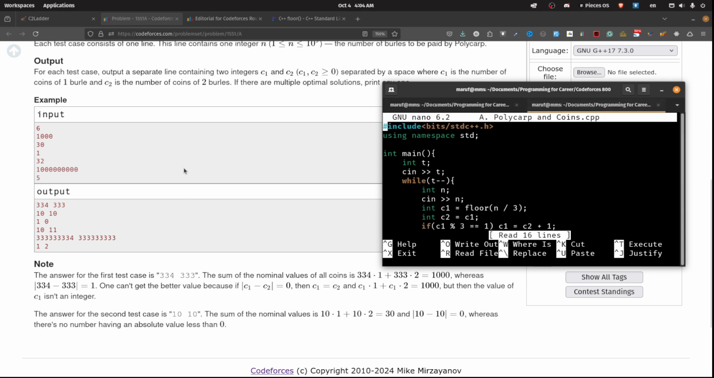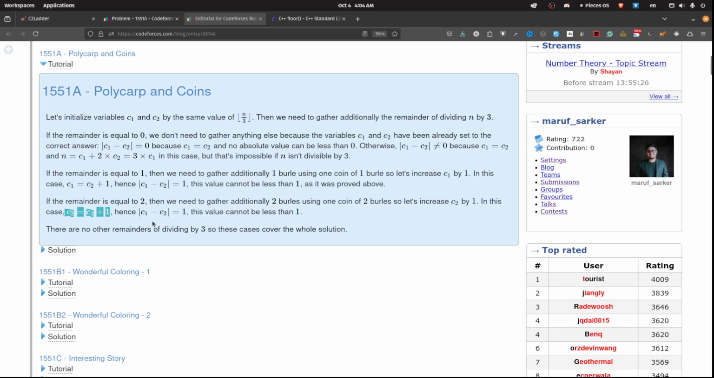Okay, no problem. So let's read again. There are no remainders of dividing by 3, so these cases cover the whole solution. c1 plus 2 into c2. In this case, if the remainder is equal to 0, we don't need to gather anything else because the variables.